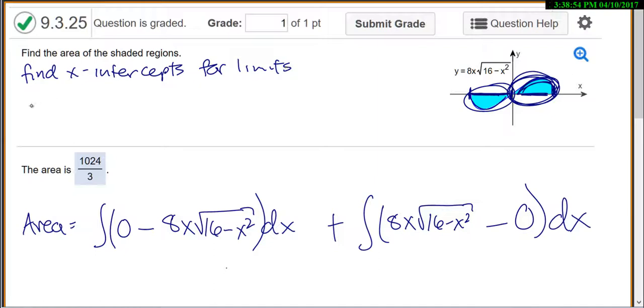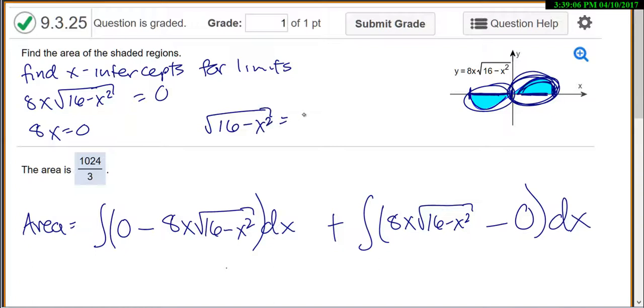So you set your function equal to 0. So 8x square root of 16 minus x squared equals 0. And take each piece and set it equal to 0, and solve for x. So over here, x is just going to equal 0. And then over here, we can square both sides. So we get 16 minus x squared equals 0. x squared equals 16. x equals plus or minus 4. So coming back over here, this point is negative 4, 0, and 4. Those are our limits.